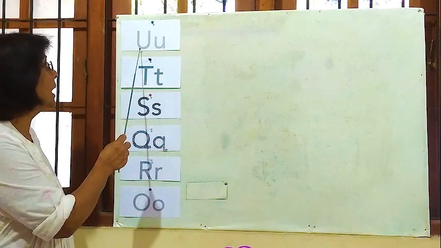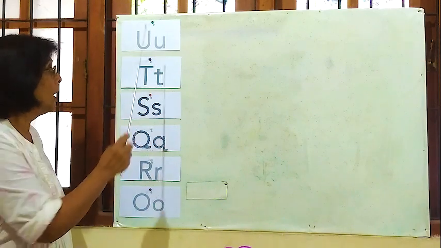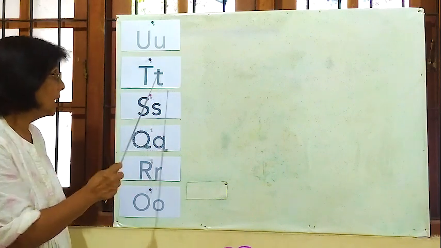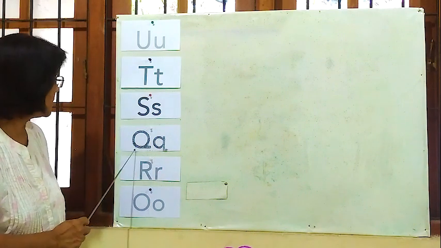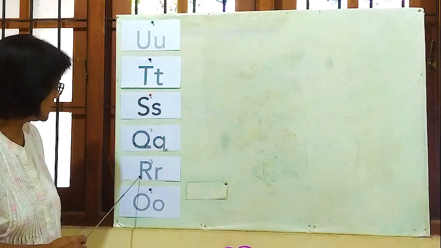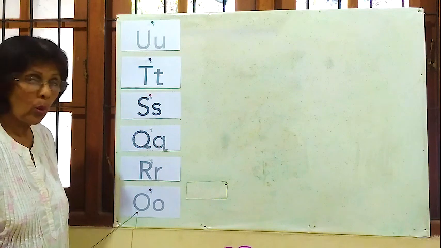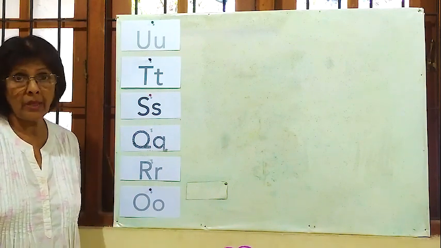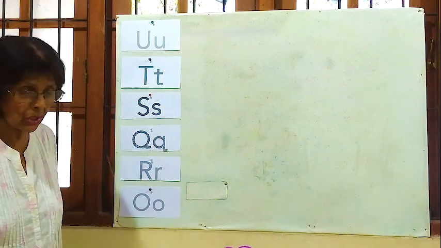We'll read again. Capital U, simple U. Capital T, simple T. Capital S, simple S. Capital Q, simple Q. Capital R, simple R. Capital O, simple O. Now what we have to do? I am going to find the picture, right?